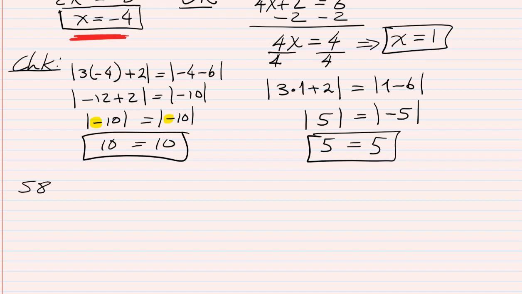So, for example, number 58, I have absolute value of x less than 5. And here we want to solve and graph this one. And our answers, we're going to show them using set builder notation and interval notation. Okay. Now, we need to translate this less than 5.